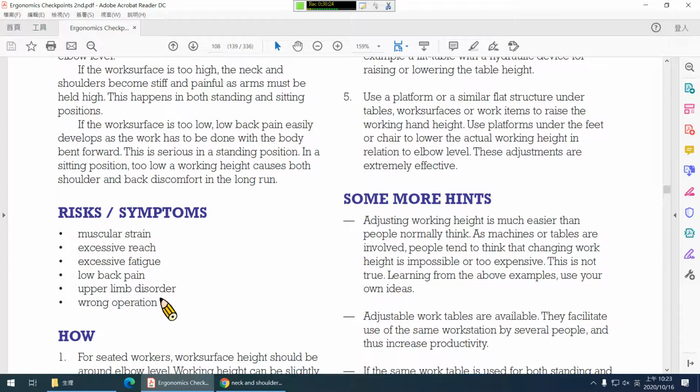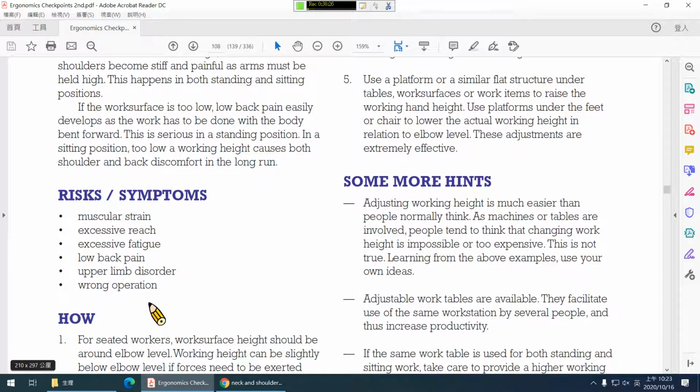Again, you are looking at quite similar risk symptoms. In ergonomics, these are the main ones. Muscular strain, excessive reach, excessive fatigue, low back pain, upper limb disorder, wrong operation. Okay?